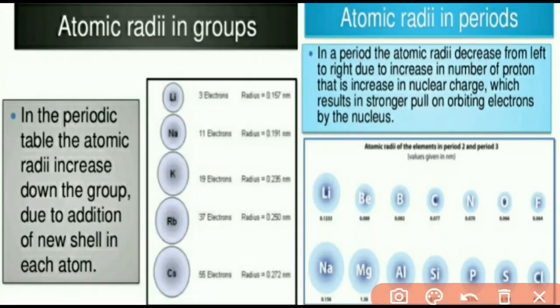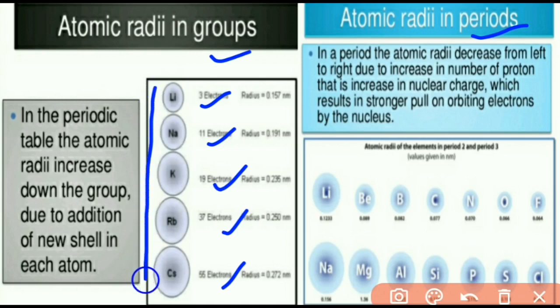Let's understand the periodicity of atomic radii in groups and in periods. See the atomic size of group 1 elements: lithium, sodium, potassium, rubidium and cesium. When we move top to bottom in a group, atomic radii increases due to addition of new shells in each atom.